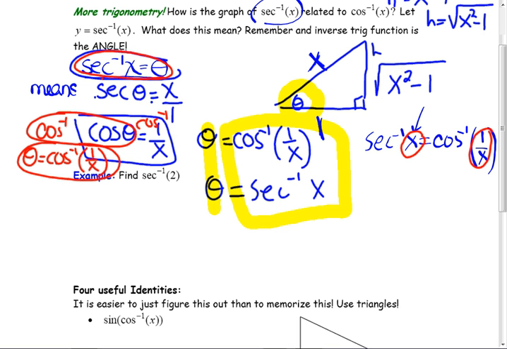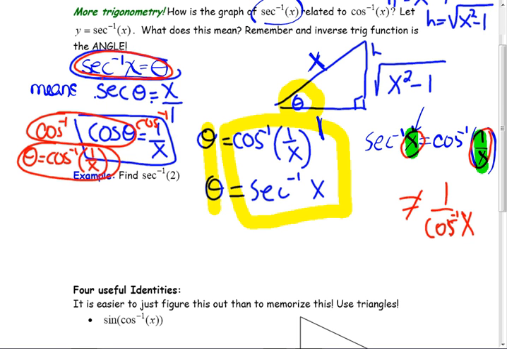I'm just showing you that inverse secant is not equal to 1 over the inverse cosine of x. I know you want to make it that way, but it isn't. The inverse secant is not the reciprocal of the inverse cosine. What are you going to reciprocal? You're going to reciprocal this little thing in between here. This, x. That's what gets reciprocaled.